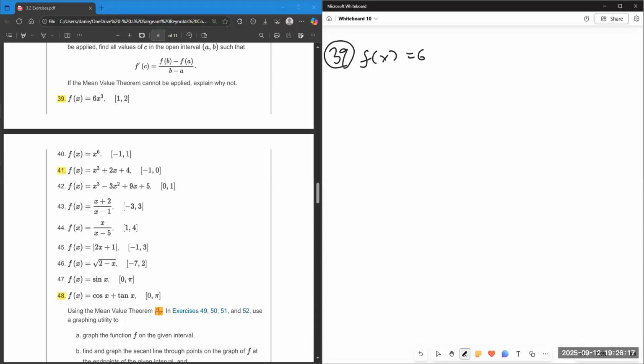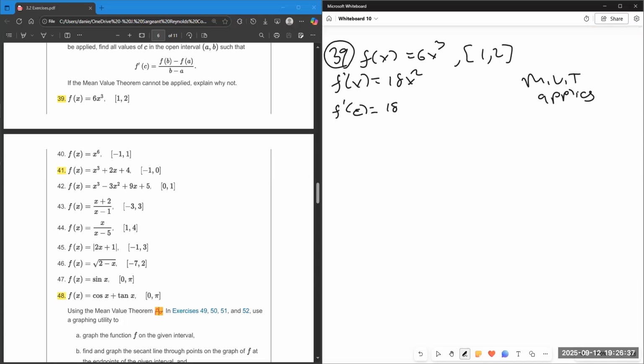f of x is equal to 6x cubed on the interval from 1 to 2. Again, it's a polynomial, so the mean value theorem definitely applies. f prime of x is equal to 18x squared. So f prime of c is 18c squared. Let's find f of 1: 6 times 1 cubed is 6. And f of 2 is 6 times 2 cubed, which is 6 times 8, which is 48.